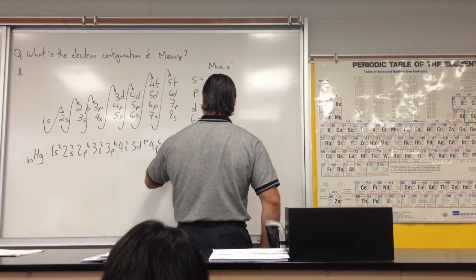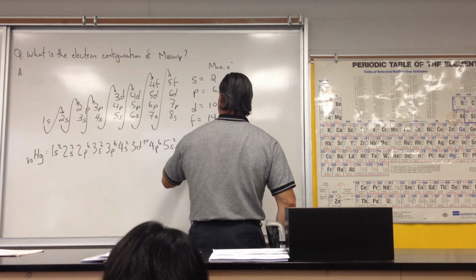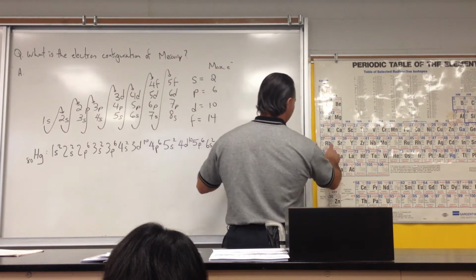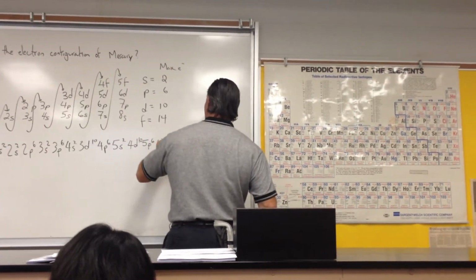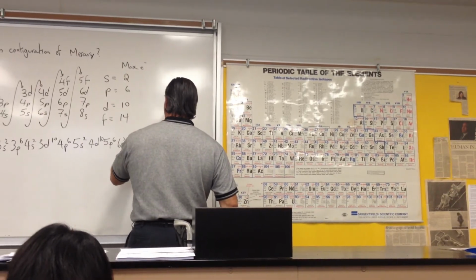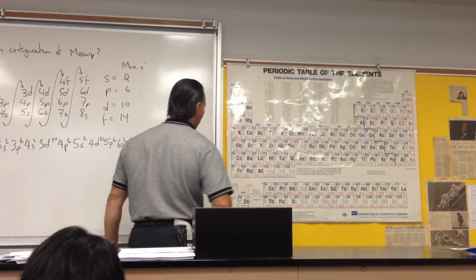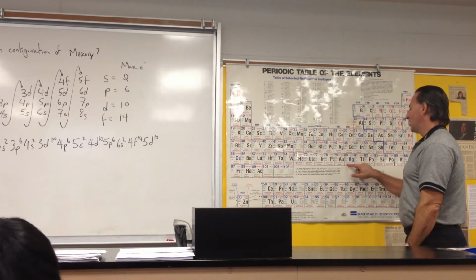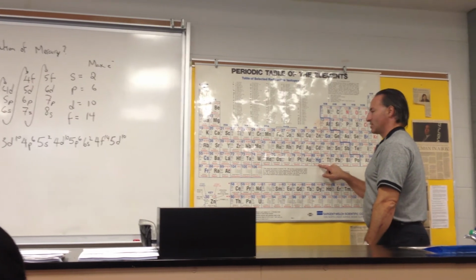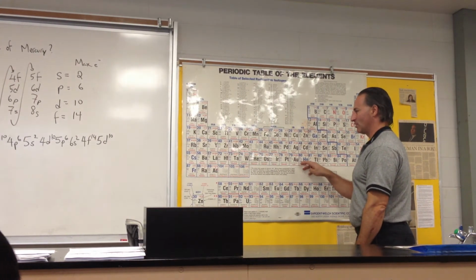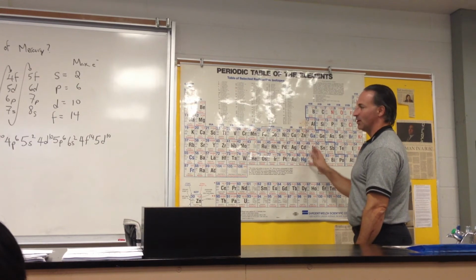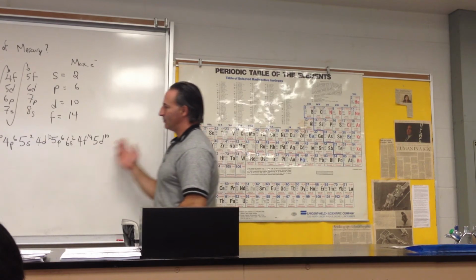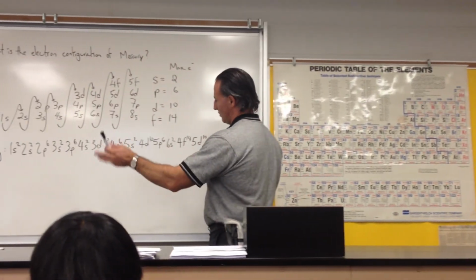5S2, 4D10, 5P6, 6S2. Now we're going to traverse all of F block, go all through F block, 4F14, 5D10 should bring us to the configuration of Mercury, and in fact it says on the periodic table 4F14, 5D10, 6S2. Sometimes they flip around the energy levels because in fact, even though the number is bigger, the energy level is at a lower level. So this is the electron configuration of Mercury, the longhand way.